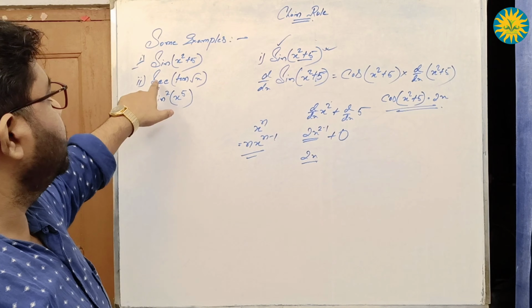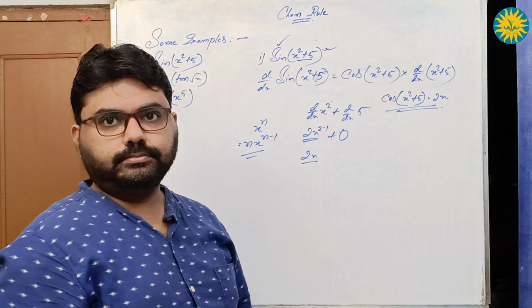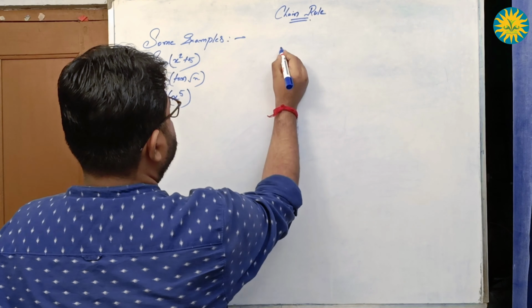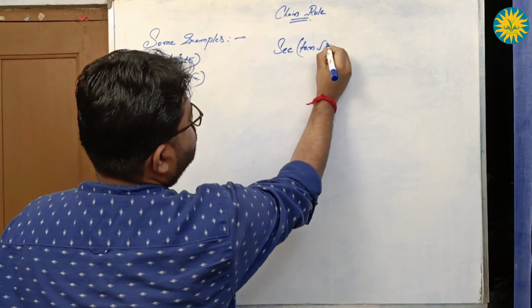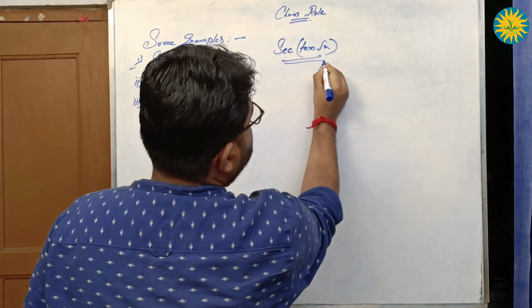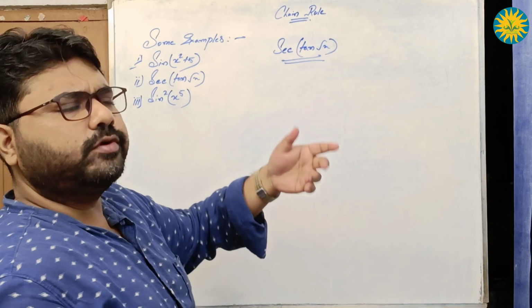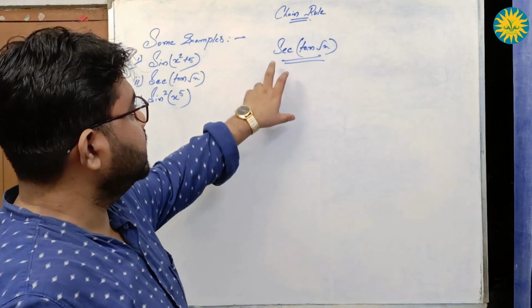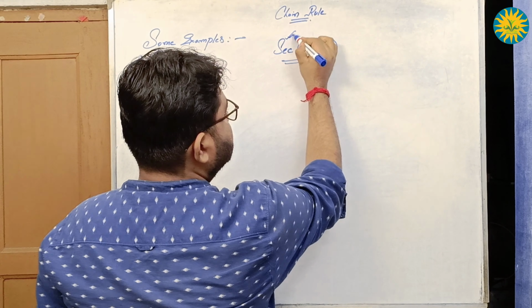Now we will move towards our next example. The next one, sec of tan of root over x. Now students, how many functions are there? You will say there are two functions, one trigonometric and the other algebraic. No, there are three functions. Why three? First we will see that sec.